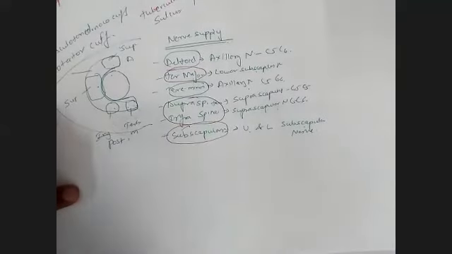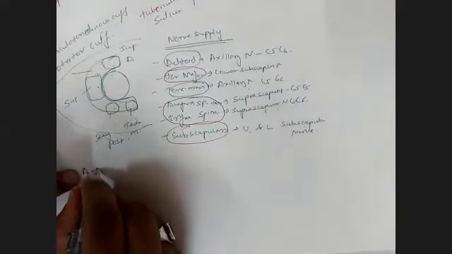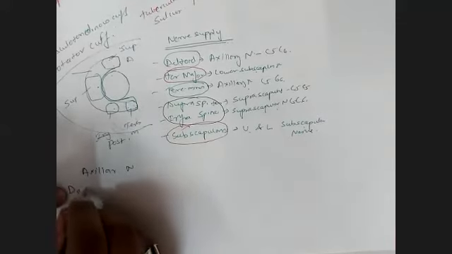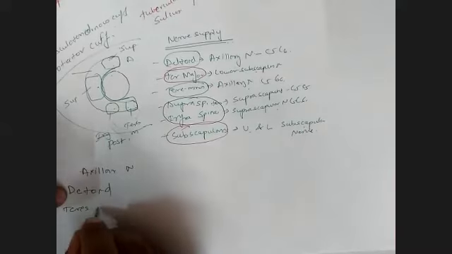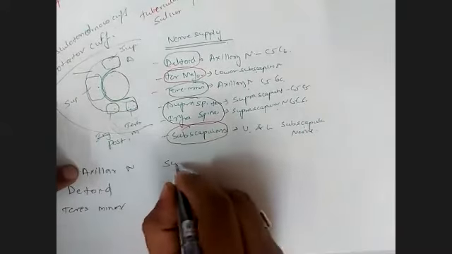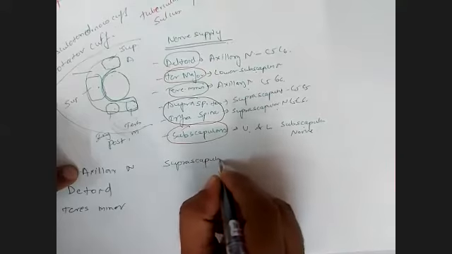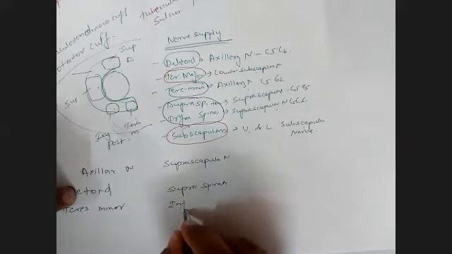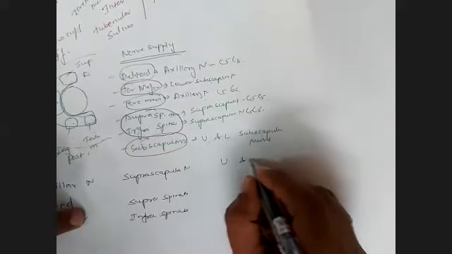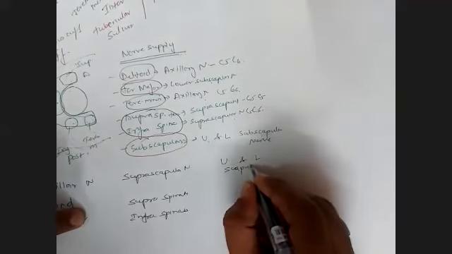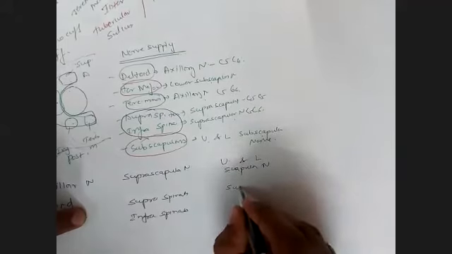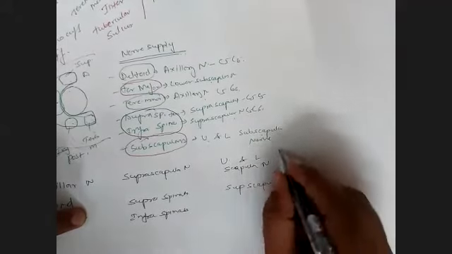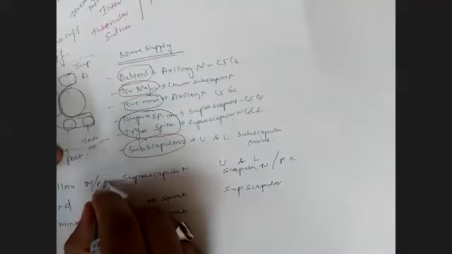Okay, so for the sake of nerve supply, let us put them under 3 nerves. Axillary nerve supplies deltoid and teres minor. Suprascapular nerve supplies supraspinatus and infraspinatus. And upper and lower subscapular nerves supply subscapularis. They are branches of the posterior cord. The axillary nerve is also a branch of the posterior cord.